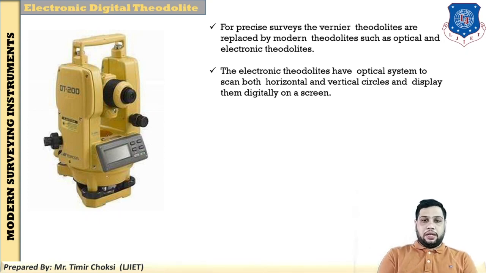So I have covered this in this session. For precise survey, the vernier theodolite is replaced by the modern theodolite. I have already explained what a vernier theodolite is in the theodolite session. Modern theodolites are such as the optical and electronic theodolite. The electronic theodolite has an optical system that scans both horizontal and vertical circles and displays them digitally on a screen. So this is an advancement of the theodolite. It is called the electronic digital theodolite because the reading is taken in digital form. This is the most important instrument, the advanced instrument.